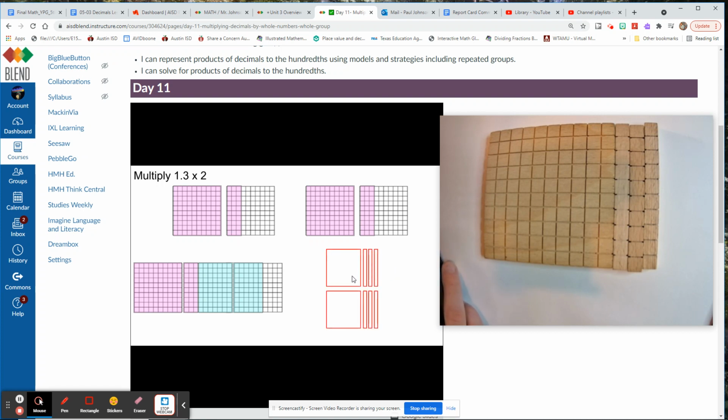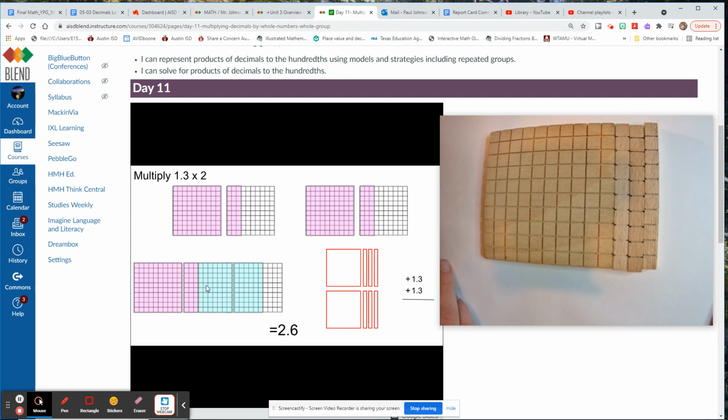And here's another version of that, kind of what we're looking at over here on the right. 1 whole, 2 wholes, 1, 2, 3, 4, 5, 6 tenths. So all of these represent 1 and 3 tenths 2 times. And if we count it all up, it's 2 wholes and 6 tenths. There's the numerical form.